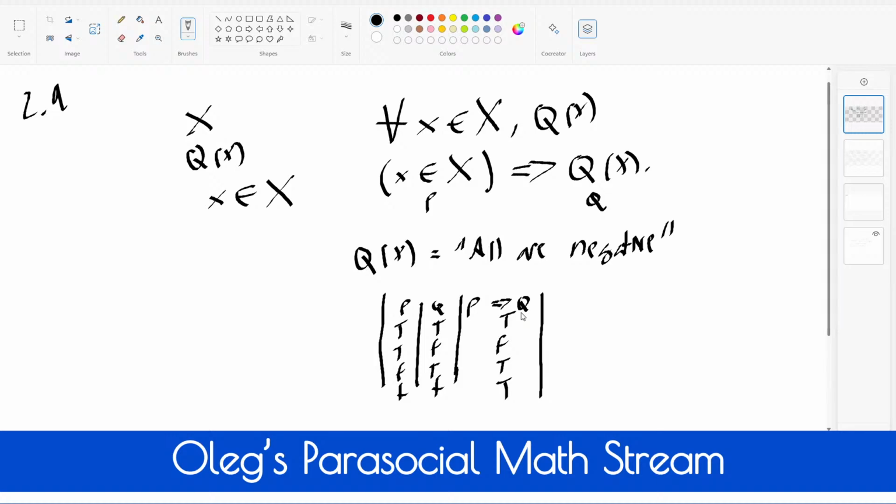Okay, so let's just review that. I just drew the truth table. Let's take the first line. We're going to say they are all members of the set X, these items, and they all happen to be negative. So that's a true statement. Next part, if they're members of the set X, but they're not negative, they're positive, for example, then they're not in the set X.